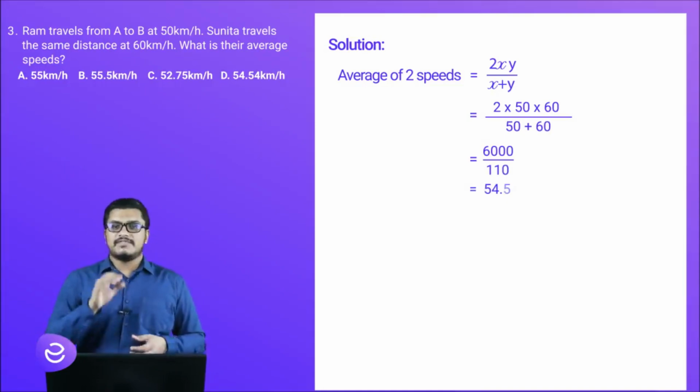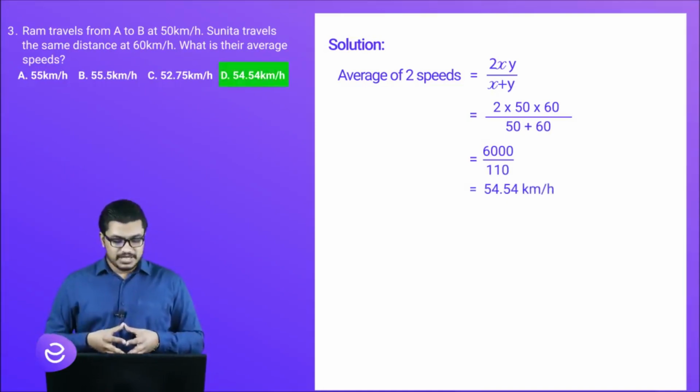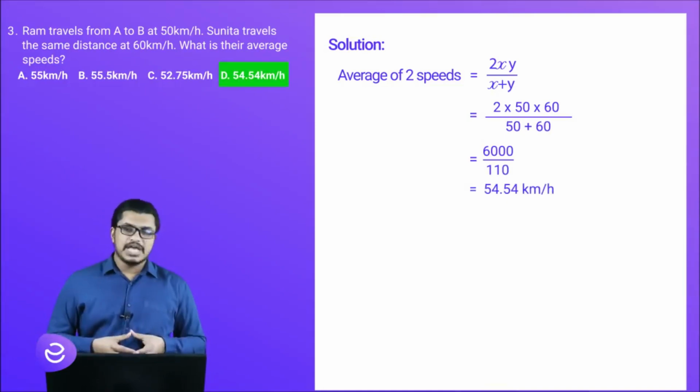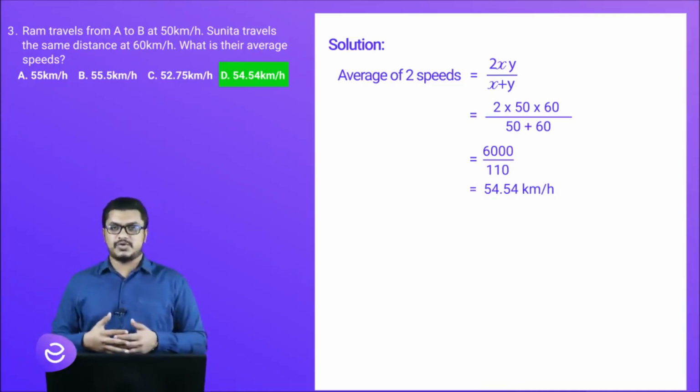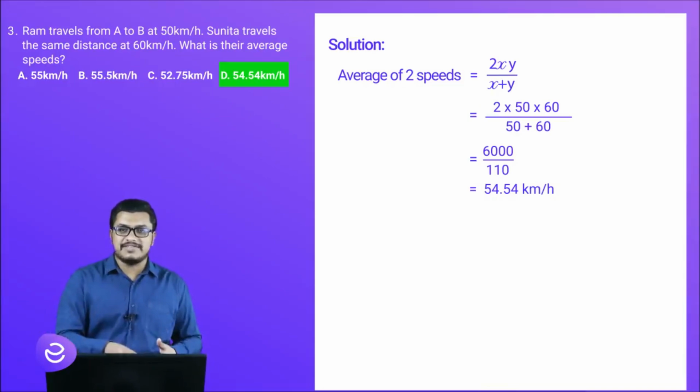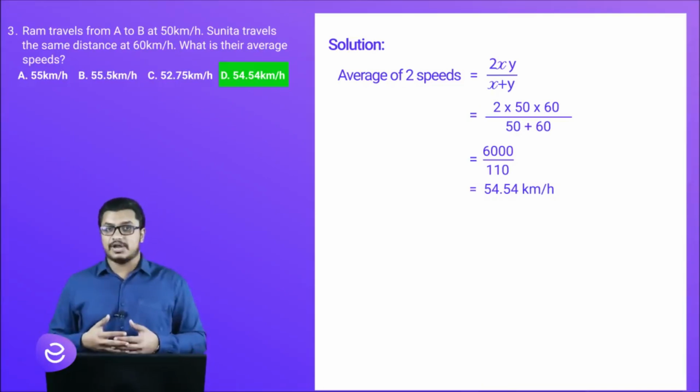The answer would be 54.54. So we have the option as 54.54 there. That is how you do an average of speed question. As I said before, since it is average of speed, don't jump and write it as 55 km per hour.